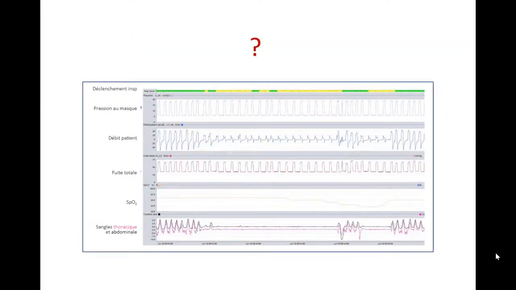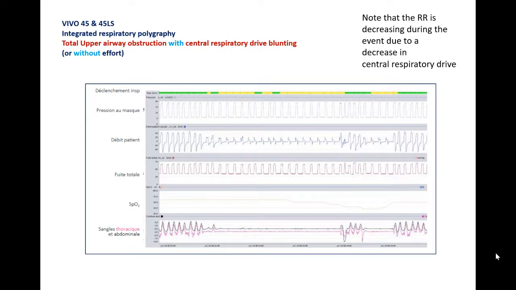So what would you say about this example? Respect the 3 steps again. Identify the oxygen desaturation, recognize the respiratory event, look at flow variation. Here the flow is decreasing again. This is an upper airway obstruction. And if you look at the thoracic and abdominal belts, they do not move at all because central respiratory drive is totally blunted.